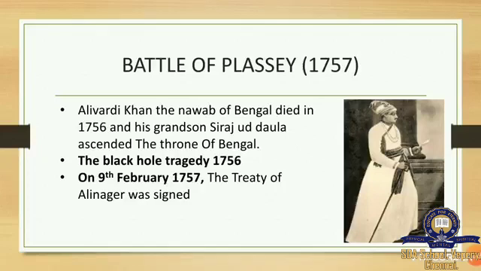He captured 146 British soldiers and put them in a very small dungeon room in Fort William, which is in Calcutta. By this action, nearly 123 soldiers died due to suffocation. This incident is popularly called the Black Hole Tragedy of 1756. After a year, on 9th February 1757, Sirajudullah signed a treaty called the Treaty of Alinagar.